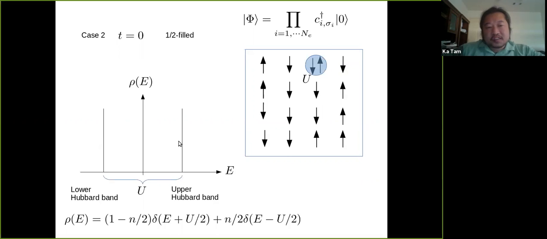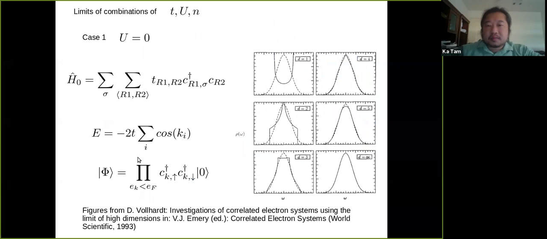If you have a half filled state, all the states fill up the energy level of minus U over 2, which we sometimes call the lower Hubbard band. You fill up the lower Hubbard band up to half filling. You can fill N electrons into the lower Hubbard band, where N is the number of sites, but if you have N plus 1 electrons, then you need to fill the upper Hubbard band. So you have an energy penalty, an energy gap, when the system is at half filling. Compare the previous case, go back here: the spectral function has no gap at omega 0, at half filling.